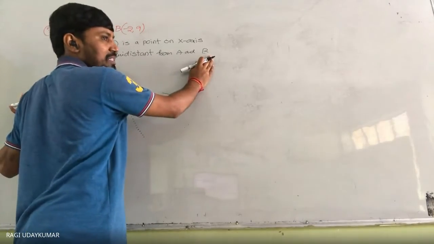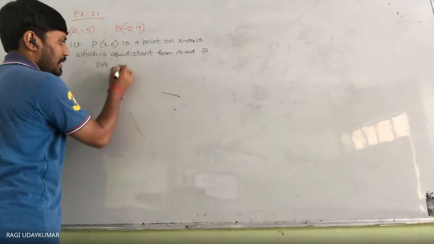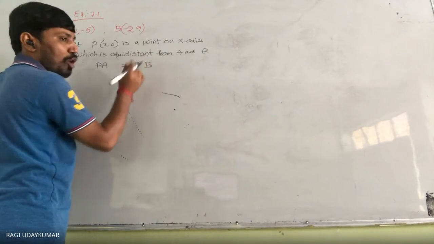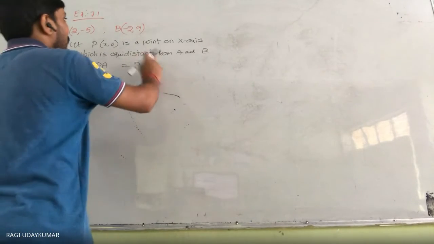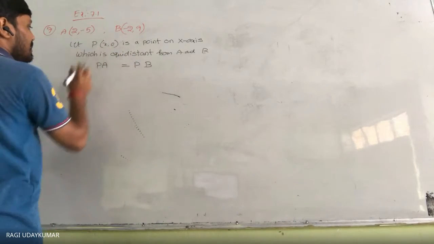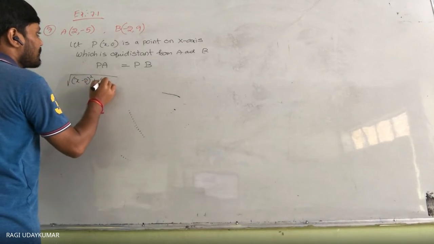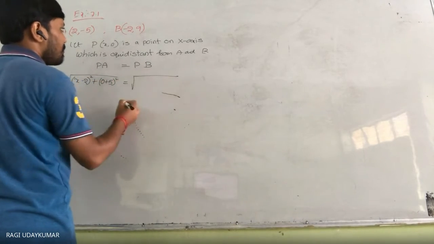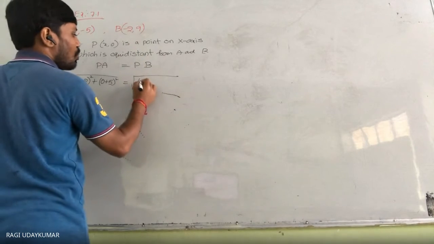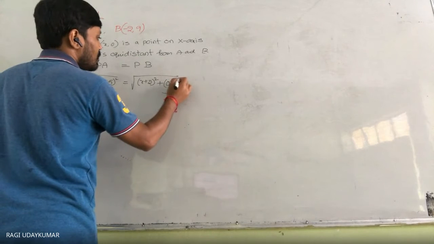Equidistant from the 2 points means the distance from point A, PA is equal to PB. This problem solving is very simple here. PA is nothing but the distance between the point P and A. So the distance of both. So under root of (x minus 2) whole square plus (0 plus 5) whole square is equal to under root of (x plus 2) whole square plus (0 minus 9) whole square.